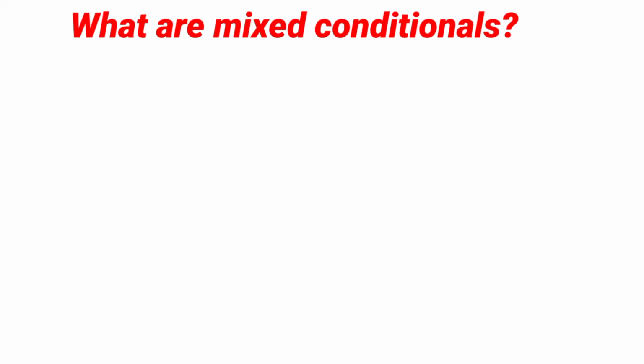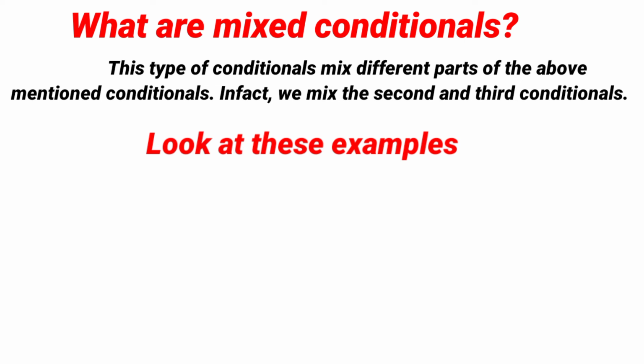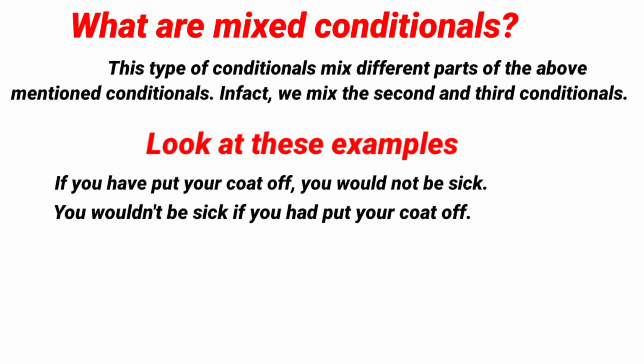The fifth type is mixed conditionals. This type of conditional mixes different parts of the above-mentioned conditionals. In fact, we mix the second and third conditionals. Look at these examples. If you had put your coat on, you would not be sick. Example number two, you wouldn't be sick if you had put your coat on.